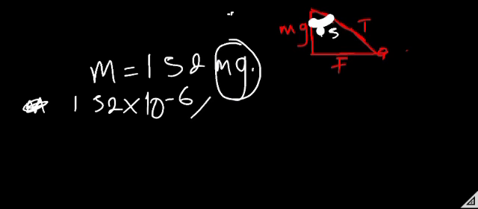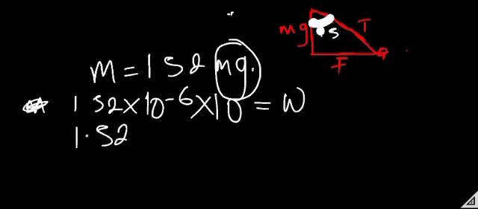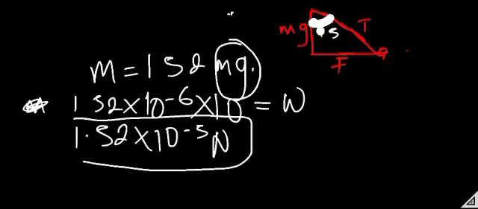So mg, we multiply by 10 to give us the weight, right? So that will be 1.52 times 10 raised to power minus 5 Newton. This is the value we have as mg. So what do we do? We use SOHCAHTOA, right? We can use SOHCAHTOA to resolve the effect to what?